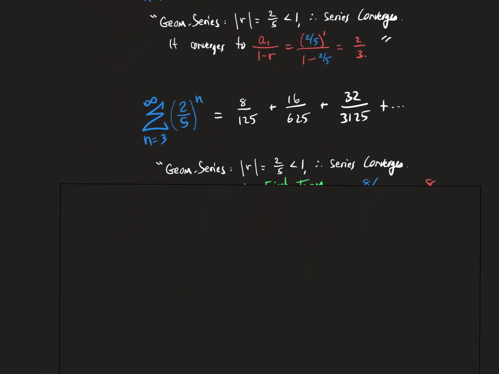Your work will look like this then. There's our series expanded a bit. It's geometric. The absolute value of r is 2/5, which is less than 1. Therefore, the series converges, and it converges to first term over 1 minus r. That's the formula. That's the way to think about it, so you don't make this mistake. And that was 8/125 over 1 minus r, which is 8/75, and I think that's it.